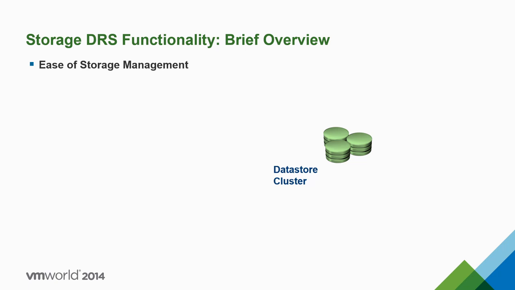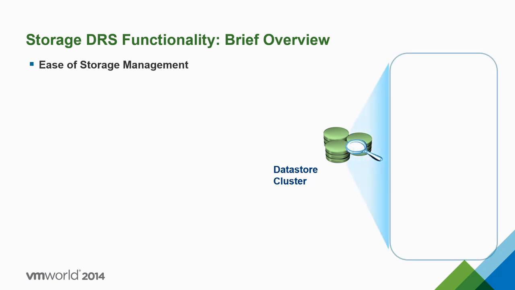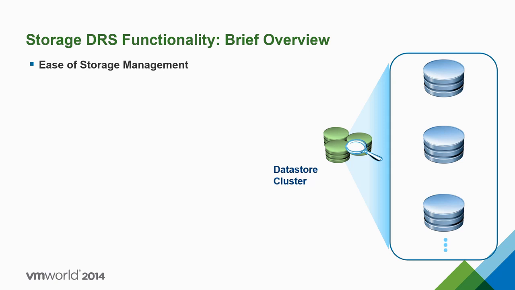So we already mentioned that there's a data store cluster concept where individual data stores are aggregated, and now instead of managing individual data stores, we are managing them as a cluster. Okay? So the first thing that Storage DRS allows you to do is initial placement. This is nothing new. It will be placing the VMDKs as they come into the data store cluster.